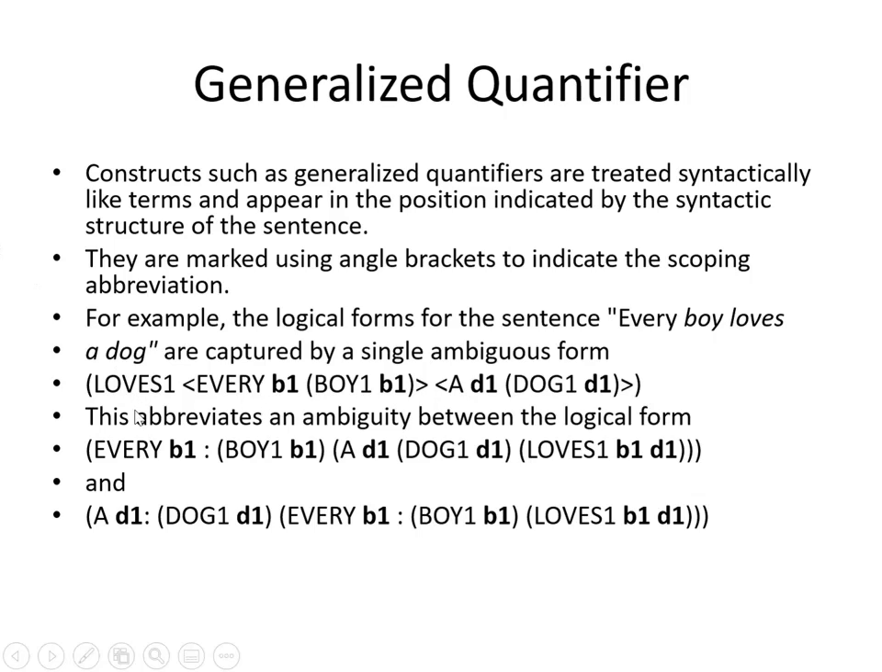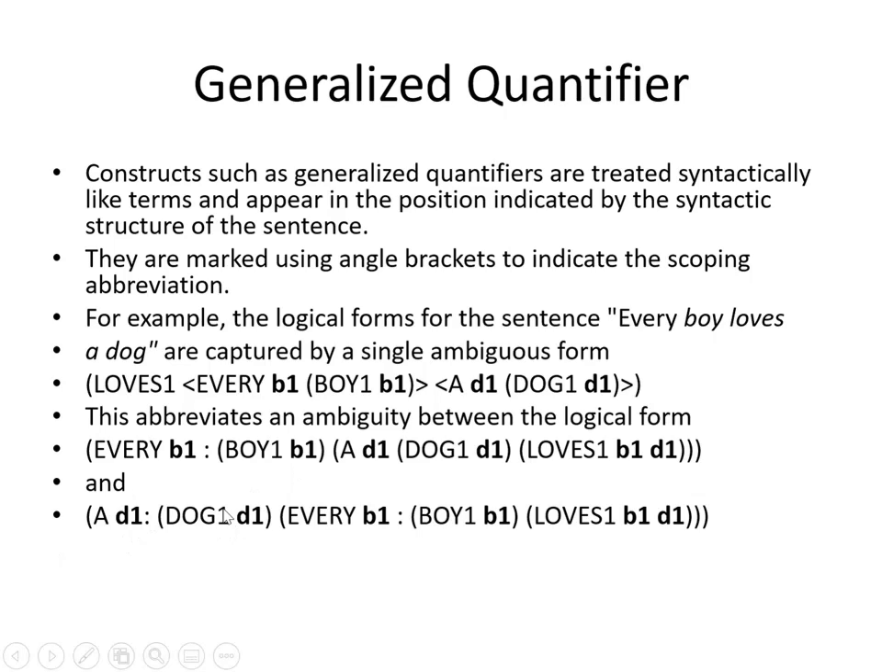Okay. So this abbreviates an ambiguity between logical forms like this: every B1, boy B1, a D1, dog D1, loves B1 D1. We can represent it like this. Or it can be represented like this also: a dog, every boy loves. So there is only a single dog that every boy loves, or every boy loves one of the dogs, any of the dogs, like that.